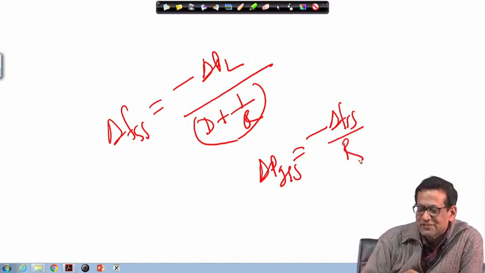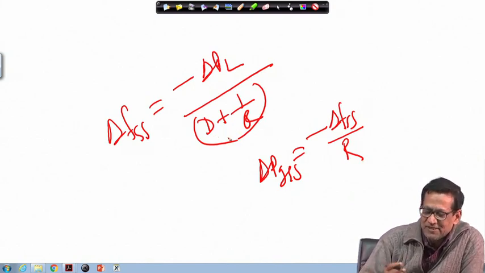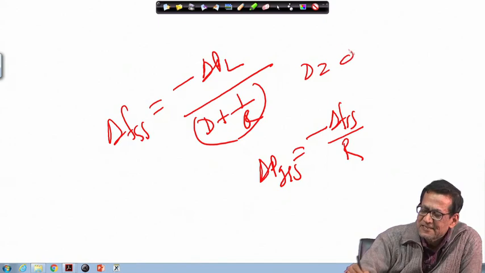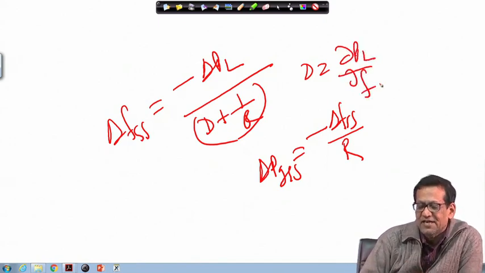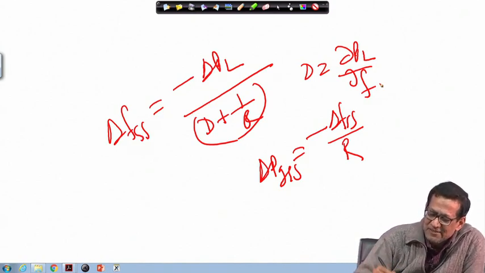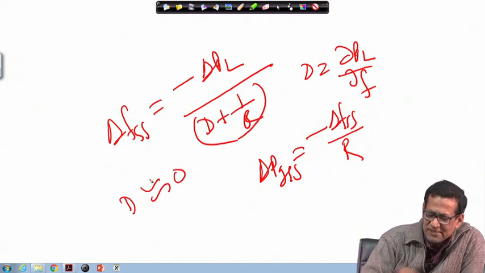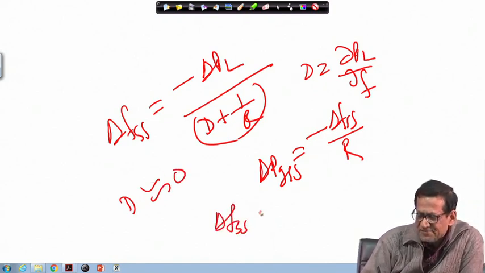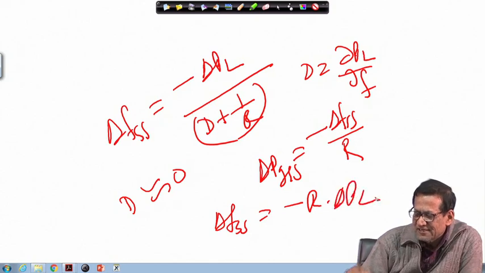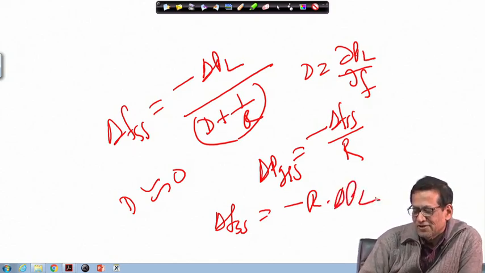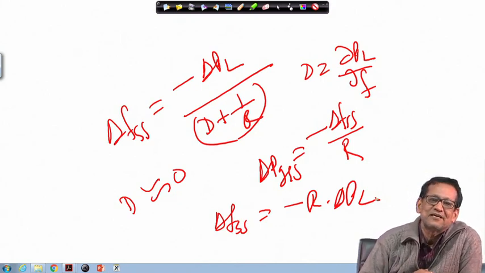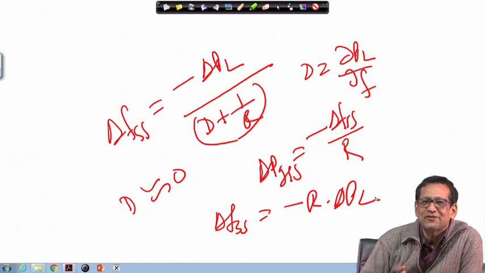Therefore, for a realistic system, the D we have seen is delta PL upon delta F, right. Now, if D is neglected, suppose D is very small compared to 1 upon R, that means D is approximately 0, then delta F, the steady state value, will be minus R into delta PL. This is the steady state error of the frequency deviation. So, this is simply one way to find the steady state error by simply putting s equal to 0.